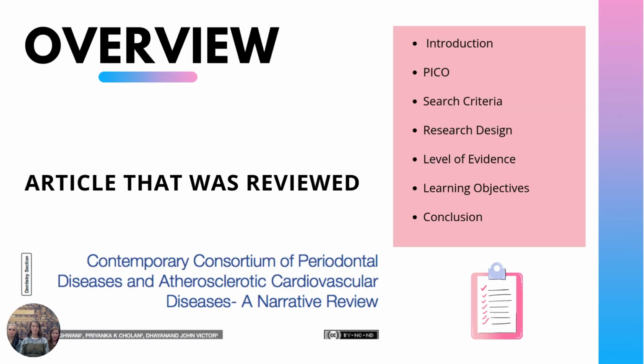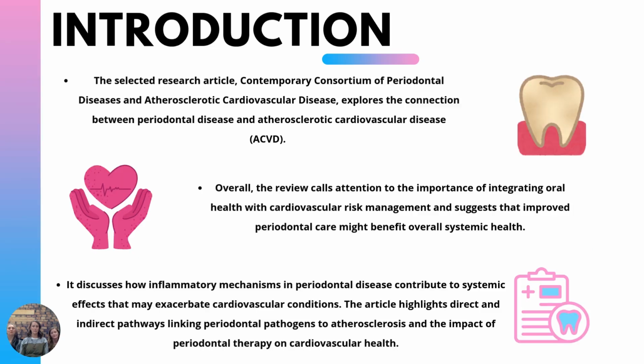We didn't necessarily choose the article ourselves, but once we actually got into it, we were pretty surprised by how deep the connection runs between gum disease and systemic inflammation, especially how that inflammation can impact our heart health. And it's really just a great example of why oral health is way more than just about teeth. Throughout the article, we broke it down through different characteristics. So we'll be going over PICO, the search criteria that was used in the article, their research design, their level of evidence, the learning objectives, and just an overall conclusion.